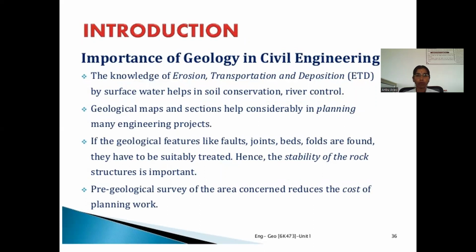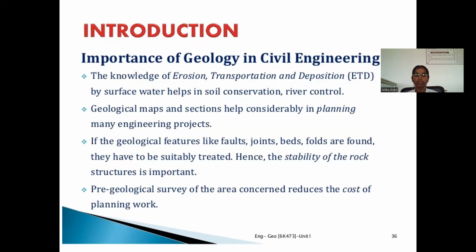Knowledge of erosion, transportation, and deposition, shortly noted as ETD, by surface water helps in soil conservation and river control. Geological maps and sections help considerably in planning many engineering projects like tunnel construction, bridge construction, reservoir construction, and highway construction.